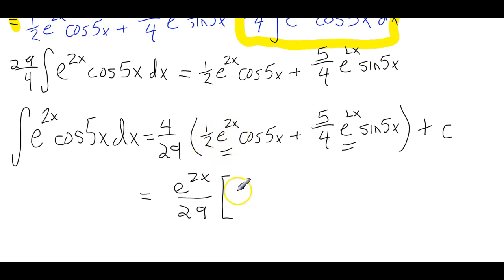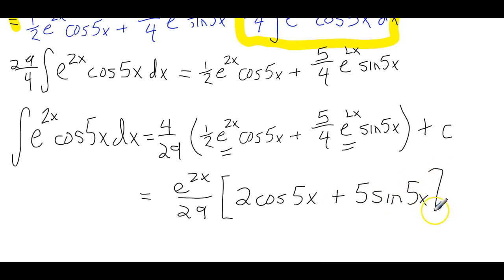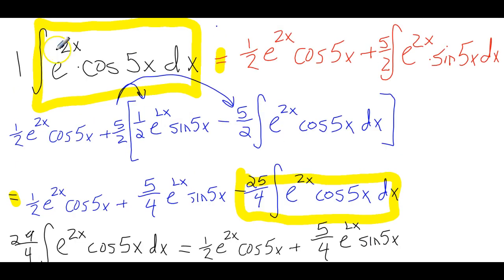So I have 2 cosine 5x. And then over here, if I pulled an e to the 2x and a 1/4 out, I'd have 5 sine of 5x. All right, and then I have that plus c. And again, you can distribute this through and see you get right back to what we had before. All right, so there is integration by parts with an exponential and a sine or a cosine.